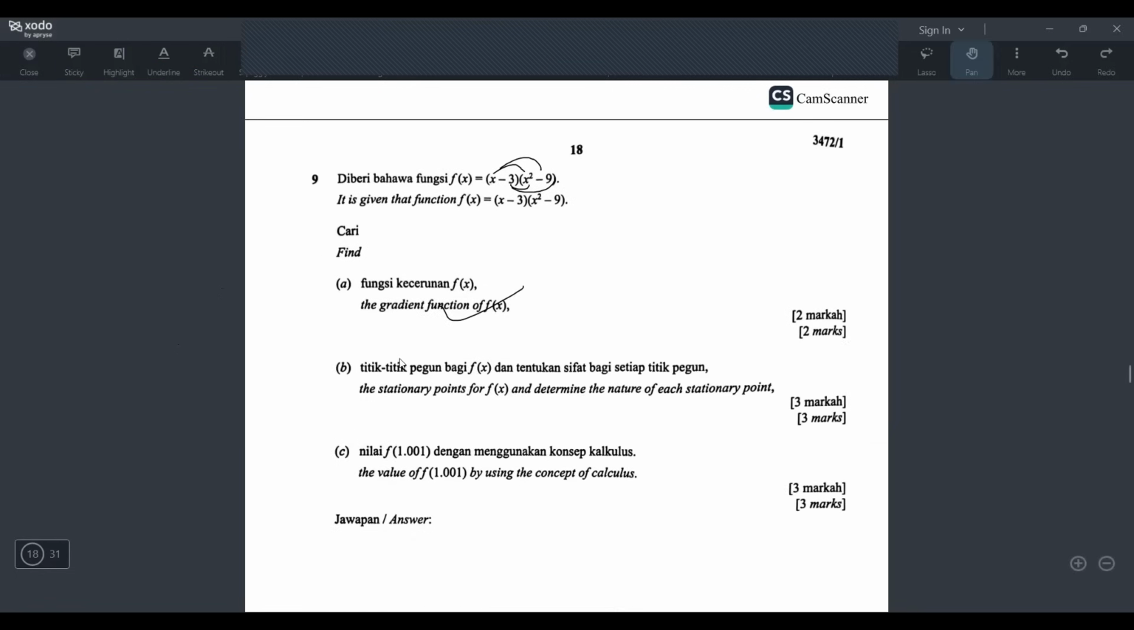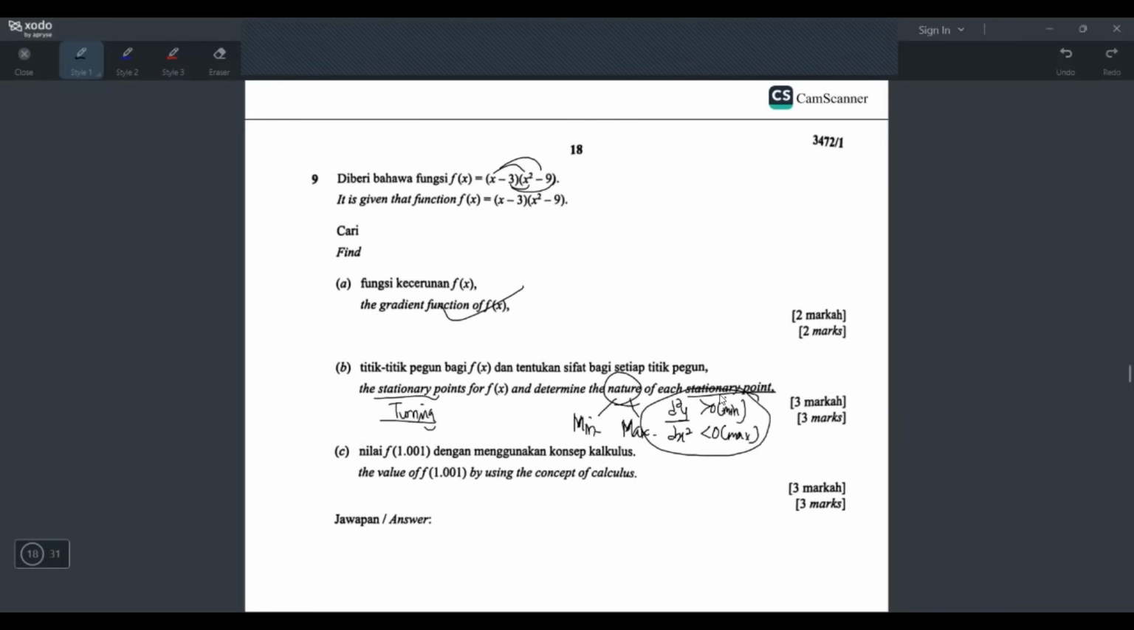Now B says what? Find the stationary point. Stationary point means turning point. Make sure you know this, please. Stationary point and turning point have the same meaning. So find the turning point for f(x) and determine the nature of the stationary point. Nature means they want you to determine whether it's minimum or maximum. And how do we determine? We have to do the second derivative, d2y/dx2. If your second derivative is bigger than 0, it means it's a minimum point. If it's smaller than 0, then it's a maximum point.